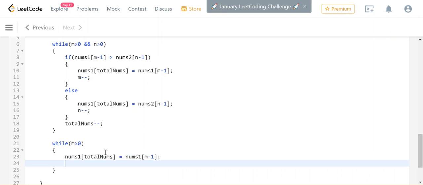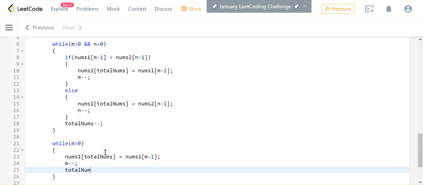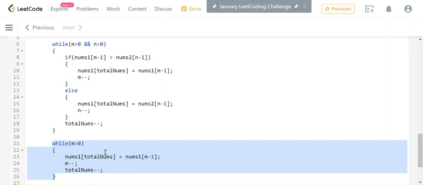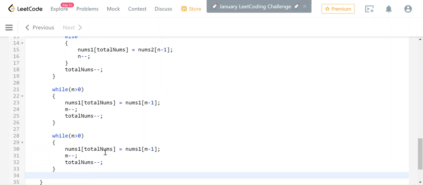We can go ahead and create a method for that and then try to reuse the components, because this will again be the same code. Instead, here it will be n is greater than 0, nums1 will remain the same, this will become nums1, this will become n, this will become n minus minus, right? So this is it, right?